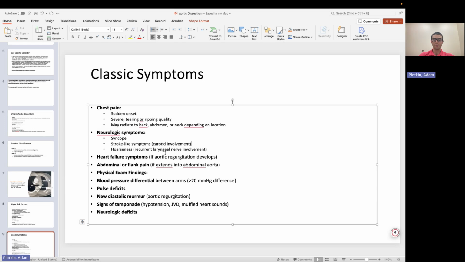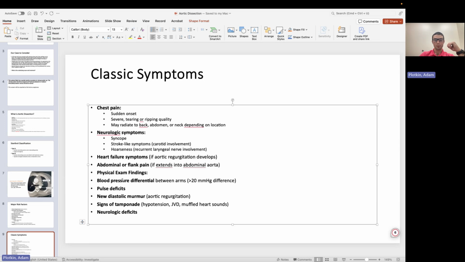You could also see heart failure symptoms if the aortic dissection impacts the aortic valve and then can cause aortic regurg. So you might hear a new diastolic murmur, right? Diastolic crescendo, decrescendo. We could get abdominal or flank pain if it extends into the abdominal aorta.